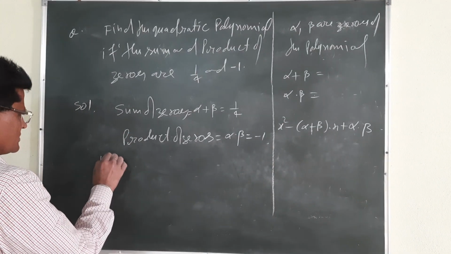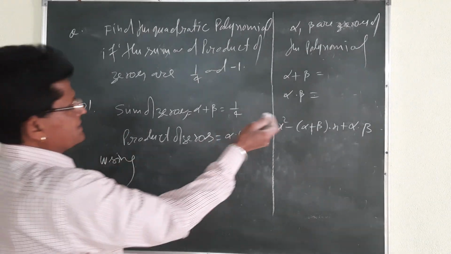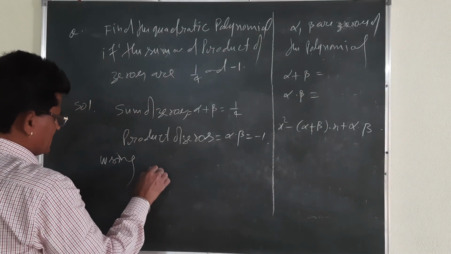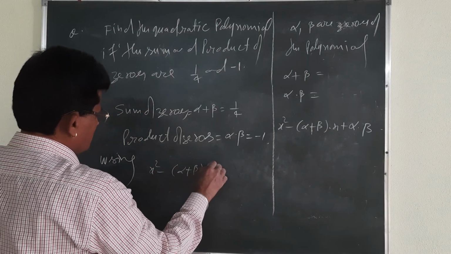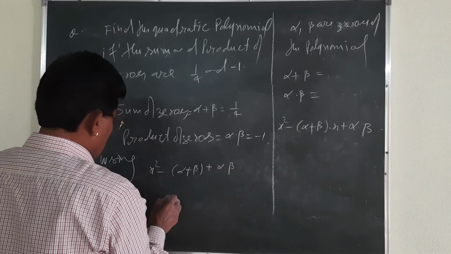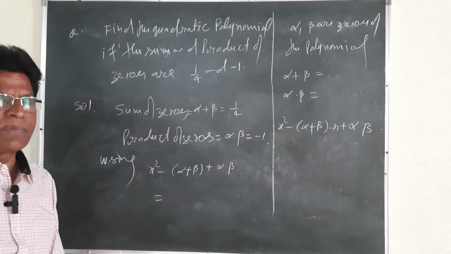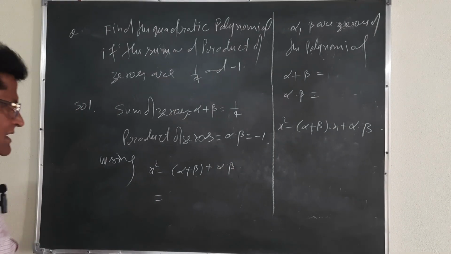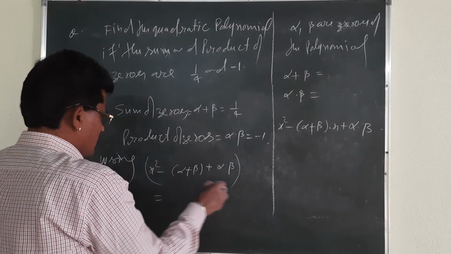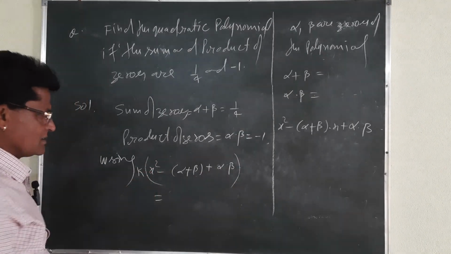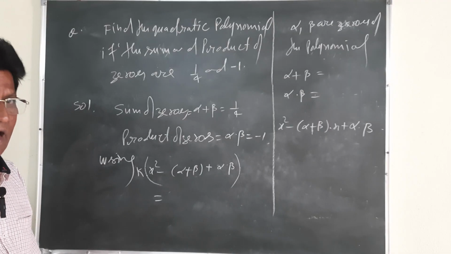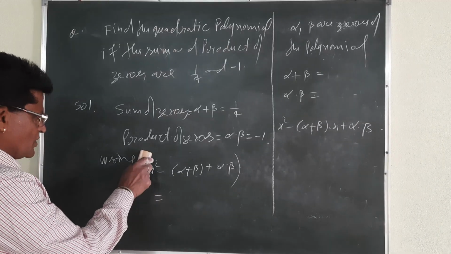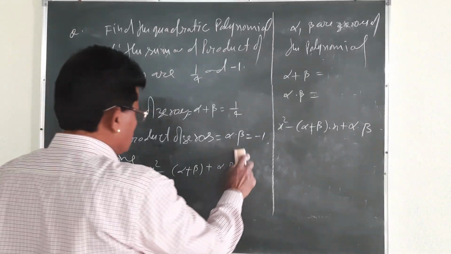Then using the standard form, you have to use x square minus (alpha plus beta) x plus alpha into beta. But one more thing you will have to keep in mind: sometimes this is to be multiplied by k, where k is a real number. But why does this k come? I will tell you why.